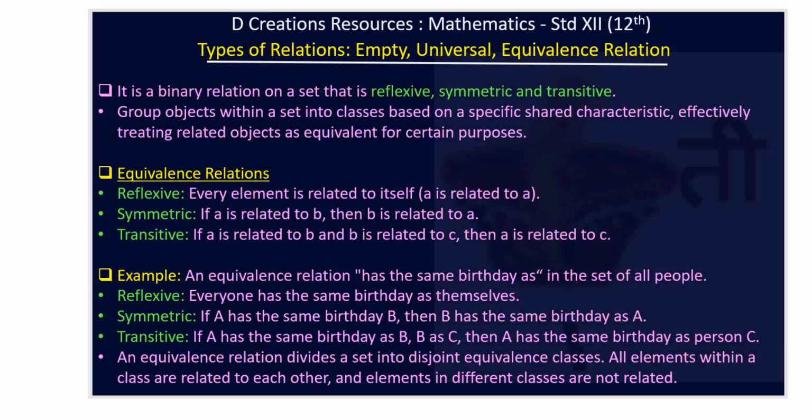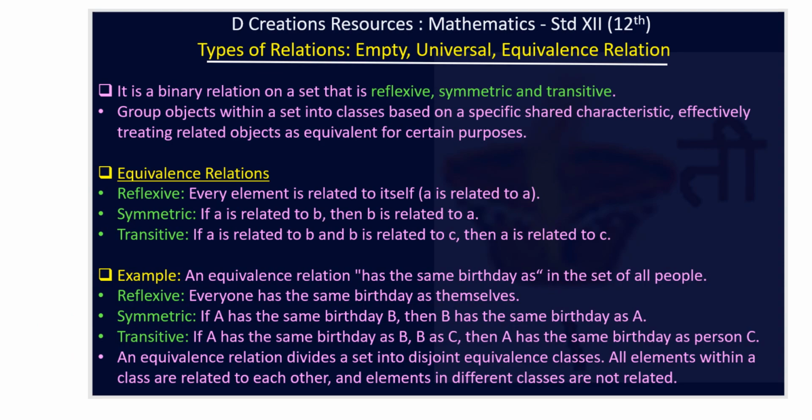The example is the relation "has the same birthday as". So there's a set of all people and there's this relation, has the same birthday as. Now, is it reflexive? Well, of course, everyone has the same birthday as themselves, so obviously it is reflexive. How about symmetric? Yes, because let us imagine, say, 1st of January. If A has birthday on 1st of January, B also has birthday on 1st of January. Now, A has the same birthday as B and B has the same birthday as A. So this is symmetric. How about transitive?